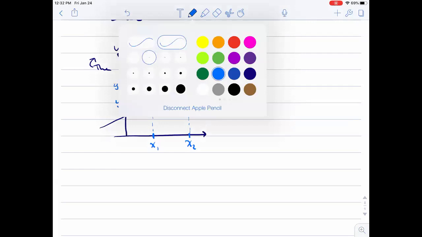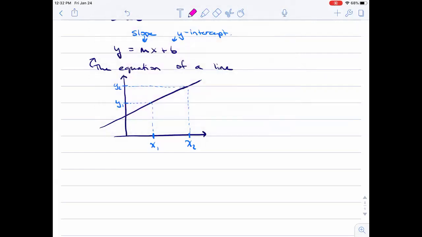If we want the rise, this distance here is the rise. If I just want to talk about how to calculate the rise, the rise is just going to be a distance. Because this value is bigger than this value, I'm going to do y2 minus y1. And so I'm going to say that the rise is y2 minus y1, whatever it is.